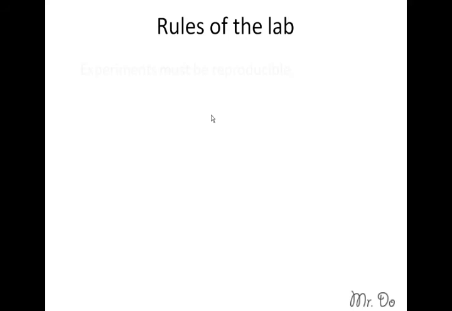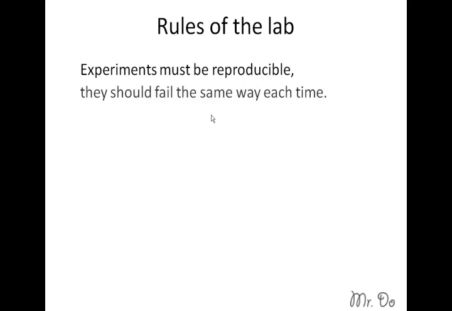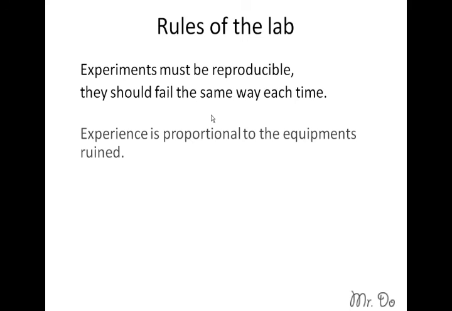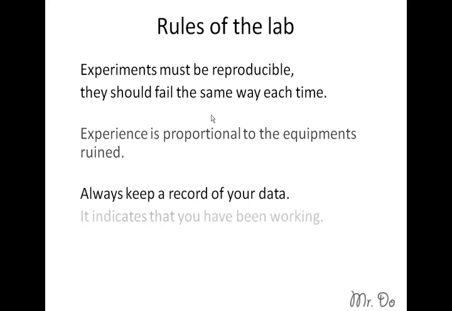For example, experiments must be reproducible. Yes, your teacher told you that many times, and based on your experiments, they should fail the same way each time. Experience is proportional to the equipment ruined. Number 3, always keep a record of your data. Your teacher told you that many times. It indicates that you have been working.